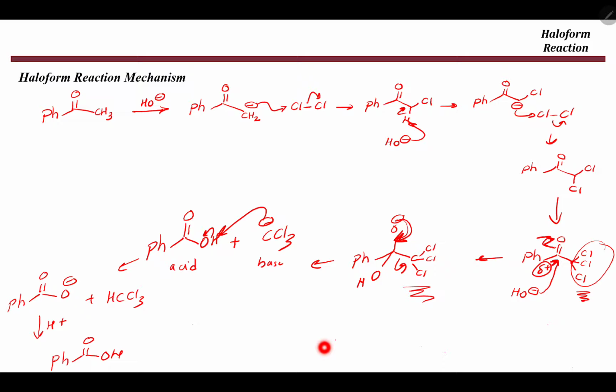So this is the mechanism of the haloform reaction. It's actually an alpha halogenation reaction, which is repeated 3 times. Once this intermediate is formed, OH minus attacks, and then CCl3 leaves, leading to the formation of the acid and the base, which exchange protons, giving the carboxylate and the haloform product. And after protonation, our product, which is benzoic acid, can be isolated or collected.